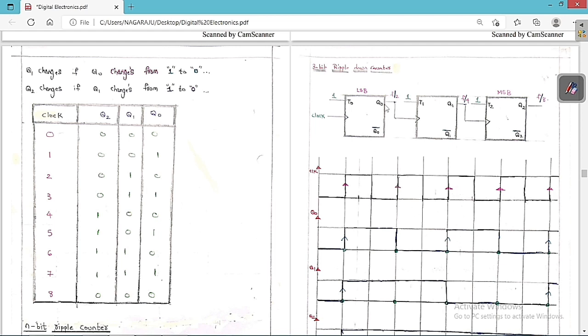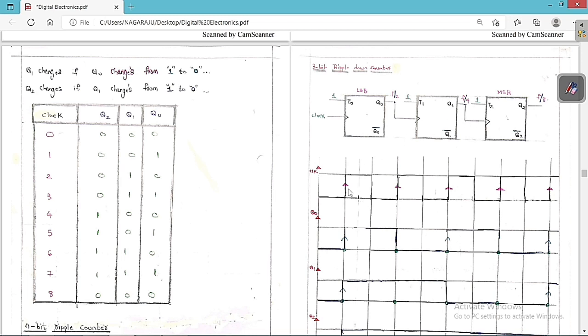Then Q0 is going to change. Q0 changes only whenever the clock varies from 0 to 1. Similarly, Q1 changes whenever Q0 changes from 0 to 1. Similarly, Q2 changes whenever Q1 changes from 0 to 1. So this is a very important point: Q0 changes whenever the clock signal changes from 0 to 1, Q1 changes whenever Q0 changes from 0 to 1, and Q2 changes whenever Q1 changes from 0 to 1. This is a point you should always keep in mind.